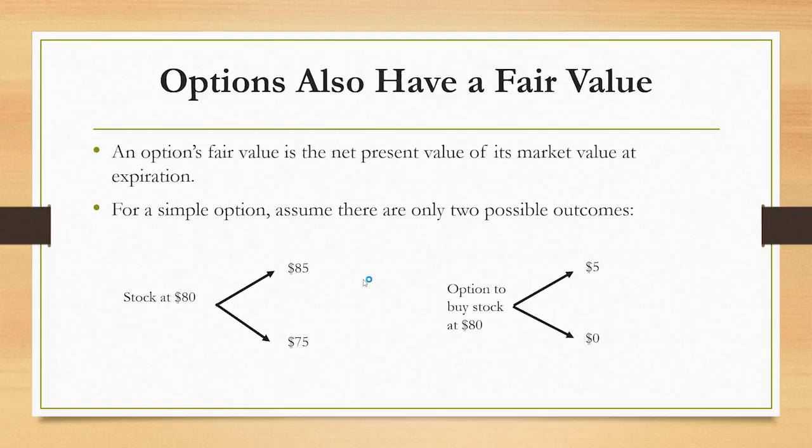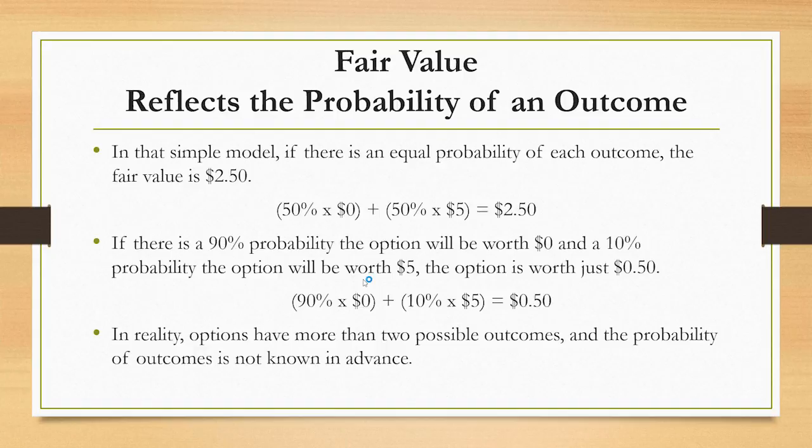Let's take a very simple example. Let's say a stock is at 80, and you know with certainty it will be at either 85 or 75 when that option expires. In other words, you know the option will be worth either $5 or $0. The fair value is the amount that you should pay for it today. Assuming a 50-50 probability of each outcome, the fair value of that option is $2.50.